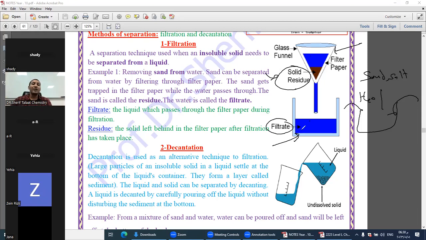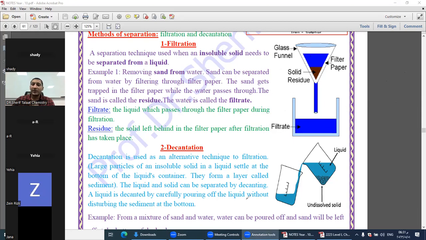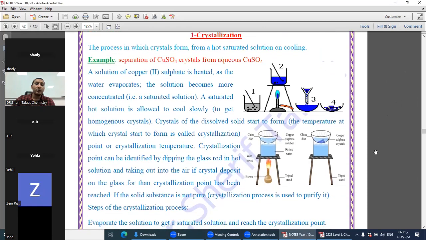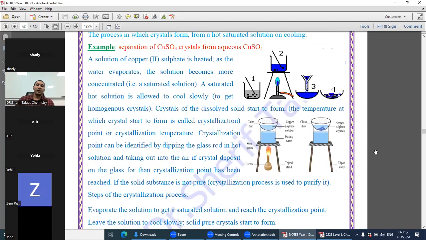If we need to obtain crystals of the filtrate, we make crystallization. What is meant by crystallization? Heat, cool, filter, dry. Heat the solution till the crystallization point. Allow to cool, then filter, and then dry. So for the filtrate, crystallization takes place: heat, cool, filter, dry. Heat the solution till the crystallization point. How can we know that the crystallization point has been reached?